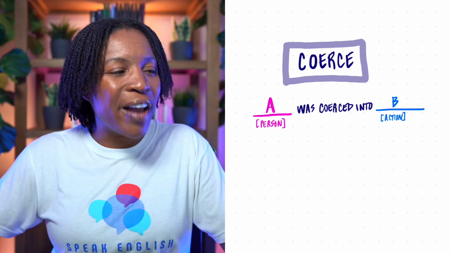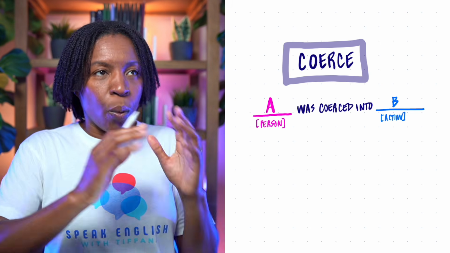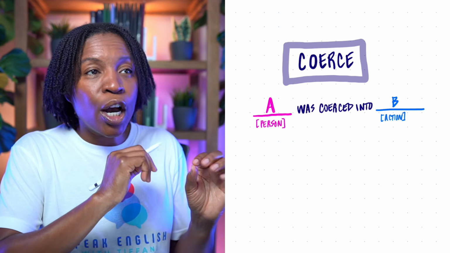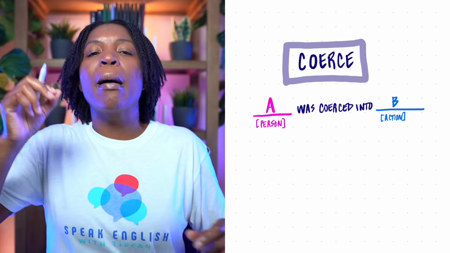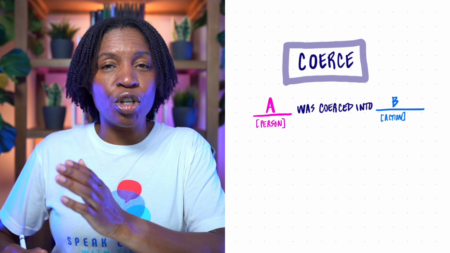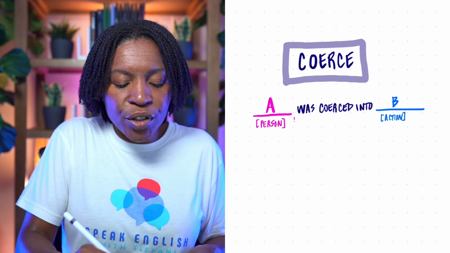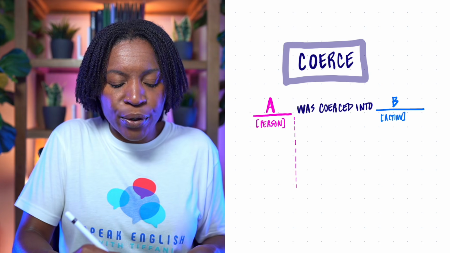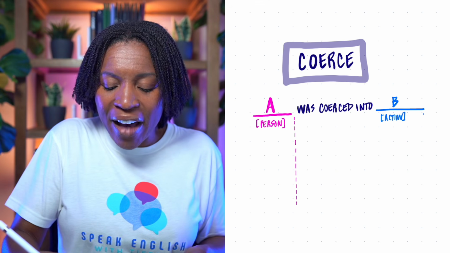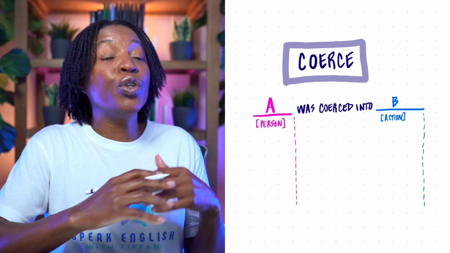Now let's look at a very simple sentence structure using this word coerce. Here's the sentence structure. A was coerced into B. Again, A was coerced into B. We have the letter A representing the person, and then we have letter B representing the action. They were convinced or persuaded to do something.